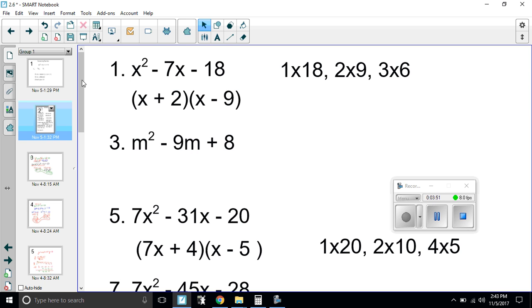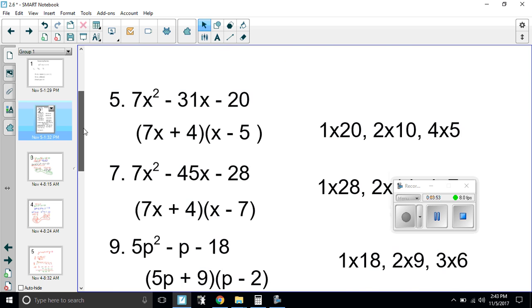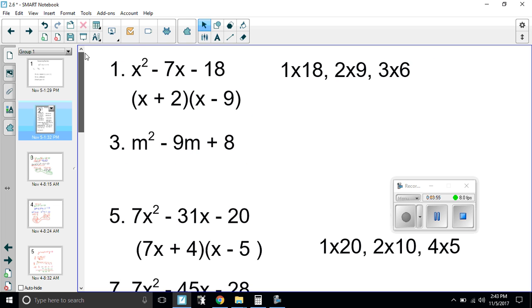Okay, so first of all, these are all on your worksheet that you should have out in front of you. So copy these down for your notes. The evens will be your homework to finish, and they will be due tomorrow. So let's move on to number 3.